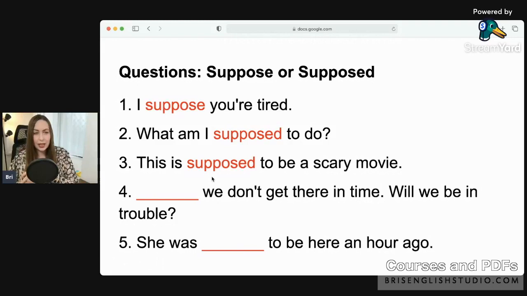Okay, so it means that this is believed or expected to be a scary movie. So remember, when we use supposed with a D, it is to be supposed to plus a verb. Okay, this is supposed to be a scary movie, which means it is expected to be a scary movie. Okay, we have 2 more.